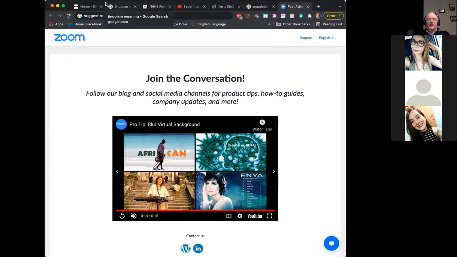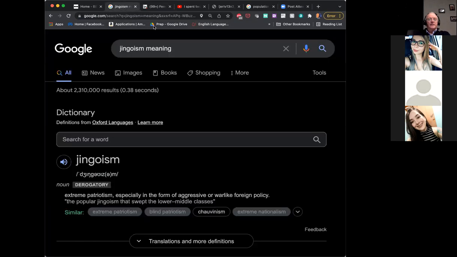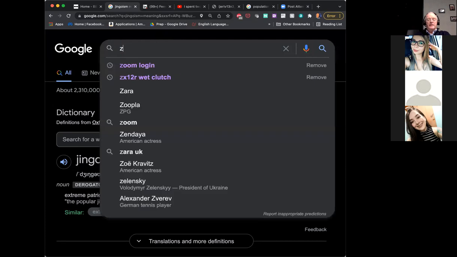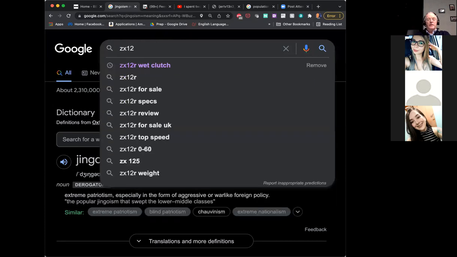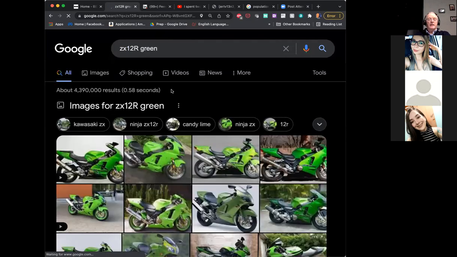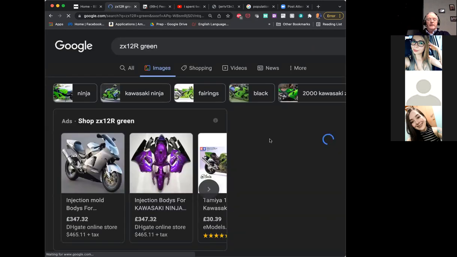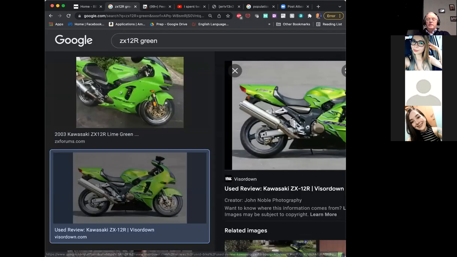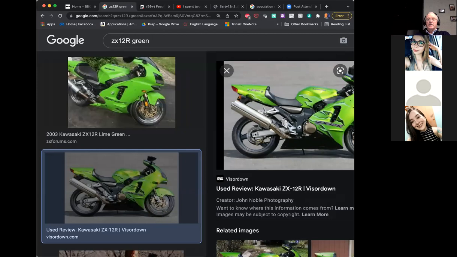So if I go here and go here, jingoism is a word we might do in a little bit. I'll say ZX12R green. There you go. This is what my motorcycle looks like.